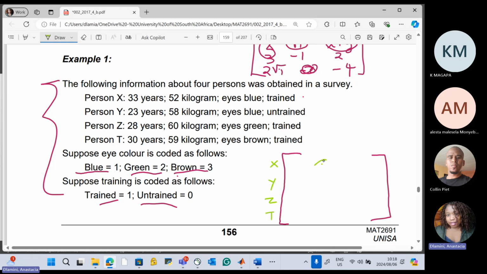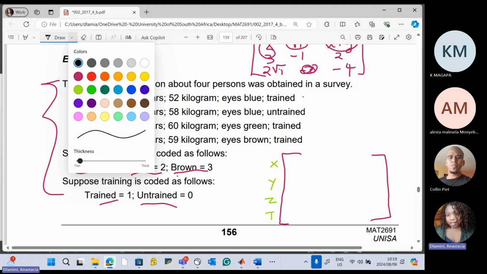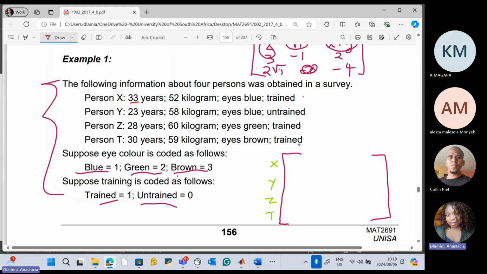Now, let's put the horizontal part. Those were the vertical part. So now the horizontal part, what do we put? We are given the weight, so we'll put it here. We are given the age, so let's say A for age, we put it there. And then W for weight. We are also given the eye color, so let's say EC for eye color. And we are also given whether this person is trained or not trained.